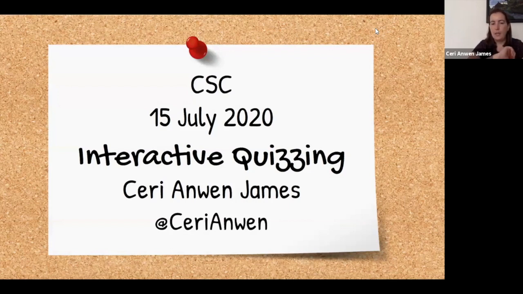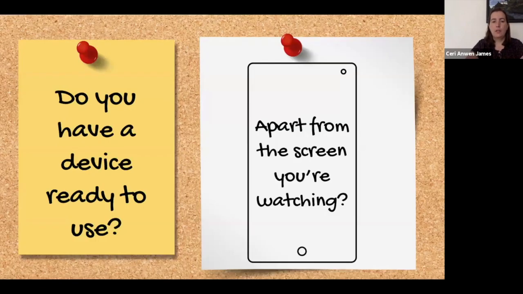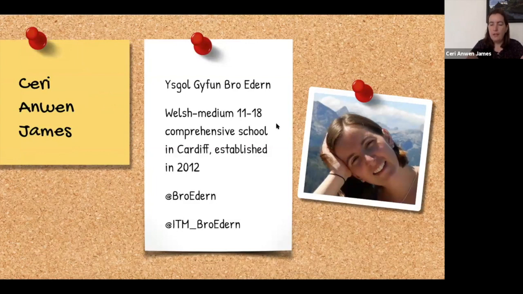I'm Ceri Anwen James. I teach in Edern, which is a Welsh medium school in Cardiff. We opened in 2012 and we use lots of digital technology as part of our work in school.